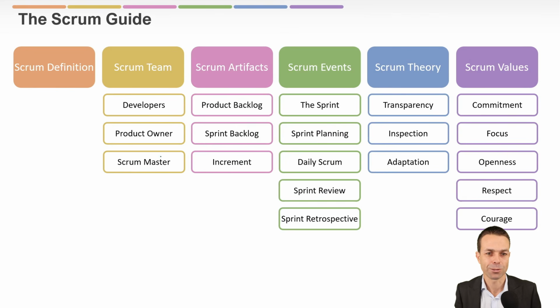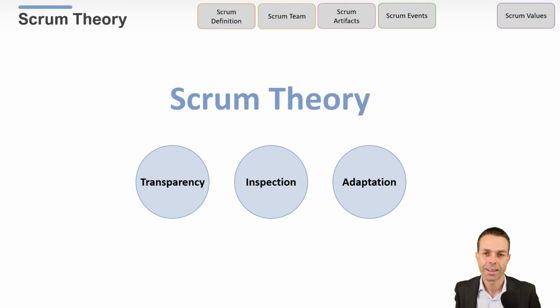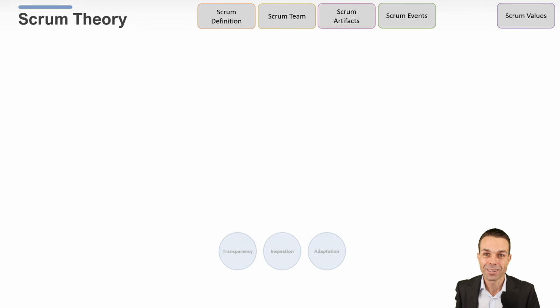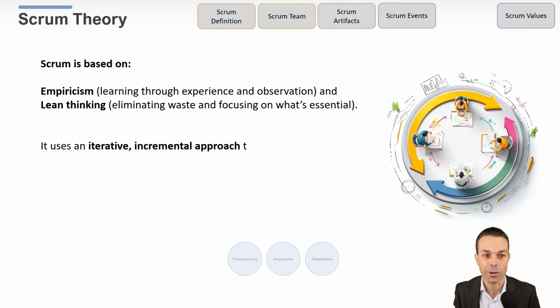And also nice and easy to remember, we've gone through the definition, the team, the artifacts, the events, and now it's time to look at the Scrum theory and values that we have as we're working in a Scrum team. Starting with Scrum theory, which focuses on being transparent, as we've seen a lot of, by the way, inspection and adaptation, which we've also seen a lot of. So all of the things that we do support this Scrum theory.